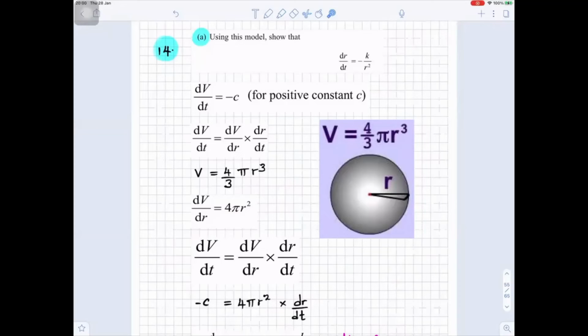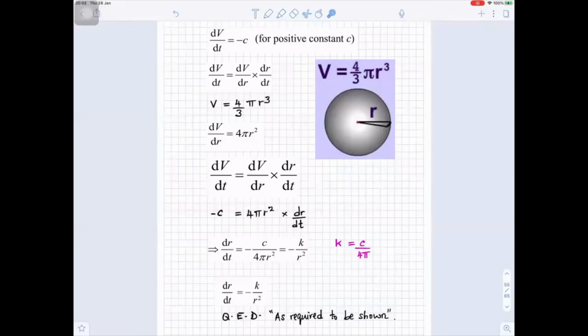So that gives you 4 pi r squared. That's dV over dr. Now we want to put it in dV over dt equals dV over dr times dr over dt. Remember, the dr there is the thing that lets you cross it out to make the left equal to the right. So dV over dt is minus c from there, and dV over dr is 4 pi r squared, and you want to find dr over dt.